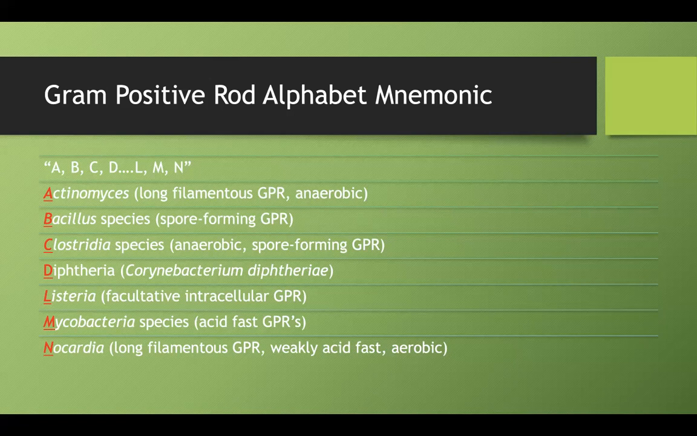I don't know if this is helpful, but at least maybe if you saw a gram-positive rod in the question stem and you look at the answers and you don't see anything with A, B, C, D, LMN, maybe that'll at least rule some of those out for you. I'm not sure. Take this for what you want.